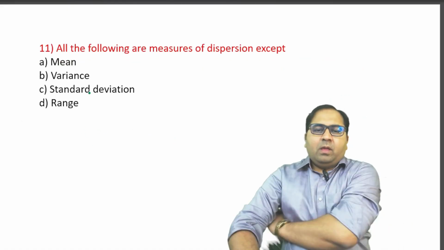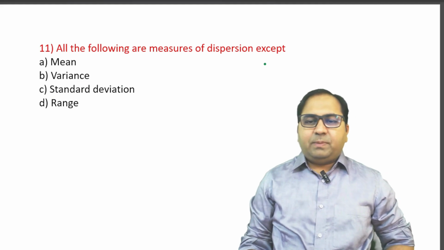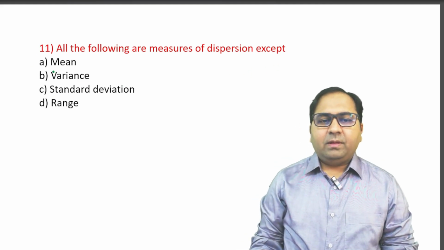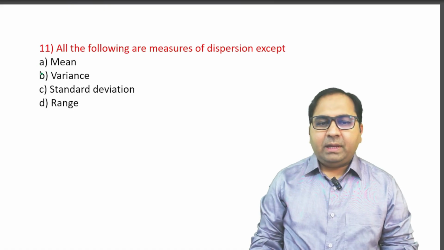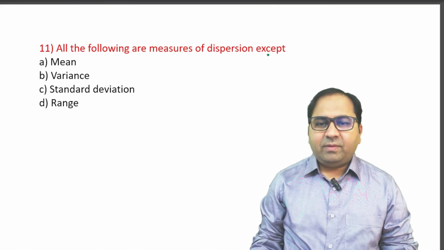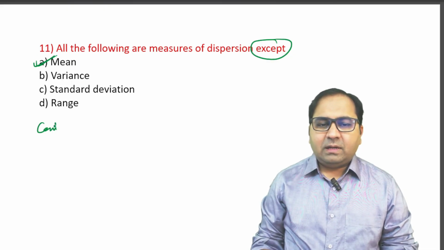Next question. All the following are measures of dispersion except, once again the same type of question we have seen previously. The options are A, mean, B, variance, C, standard deviation, or D, range. The answer is very easy: except mean. Mean comes under central tendency.